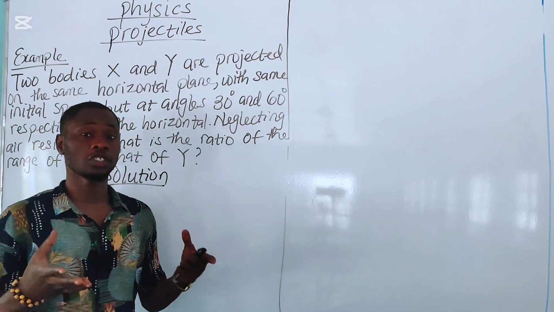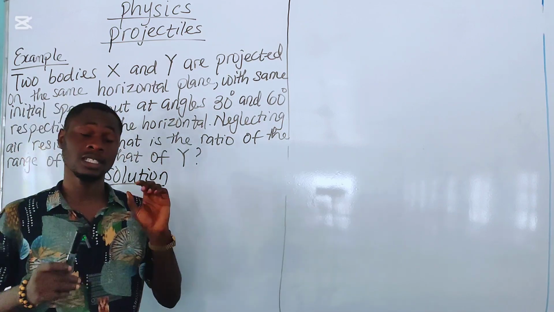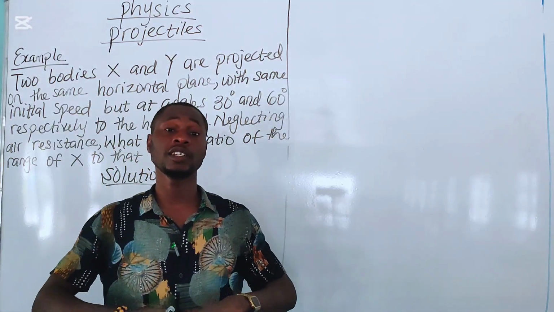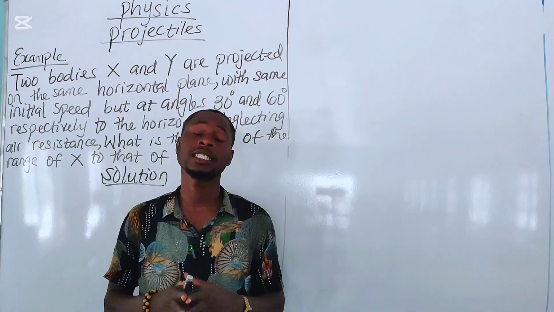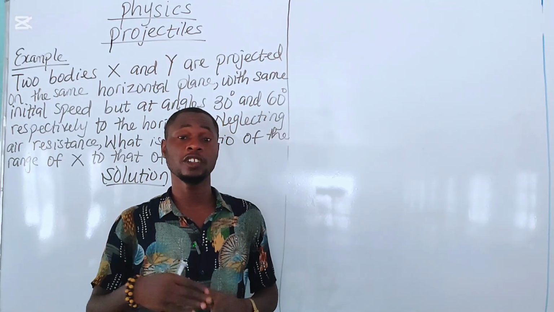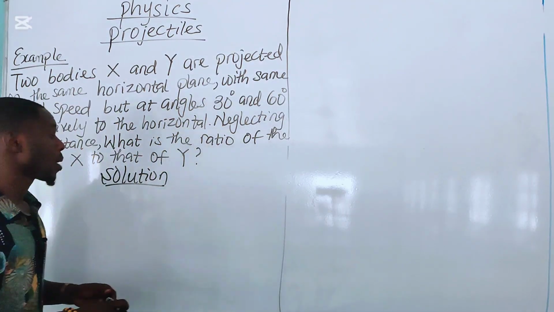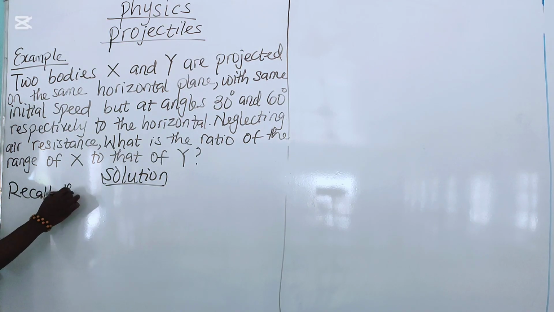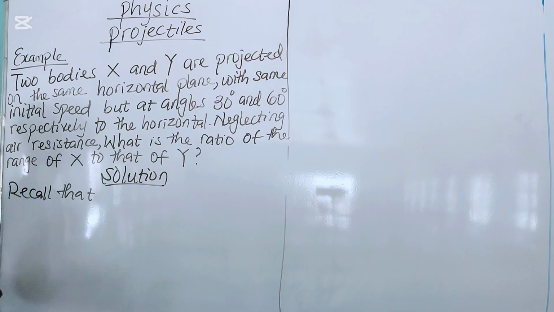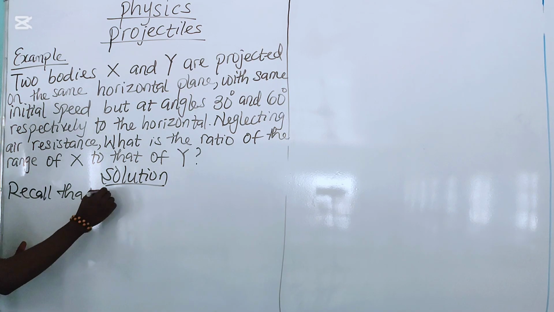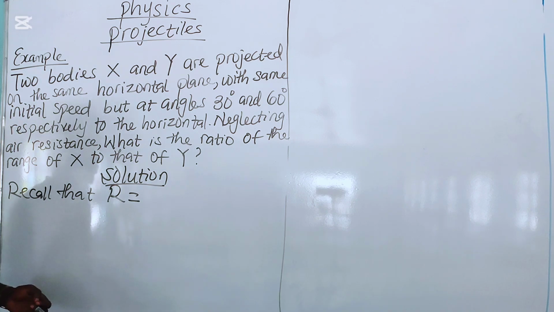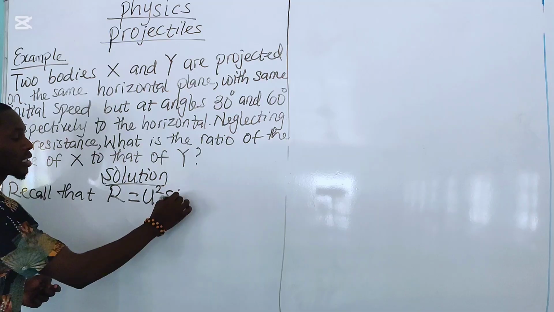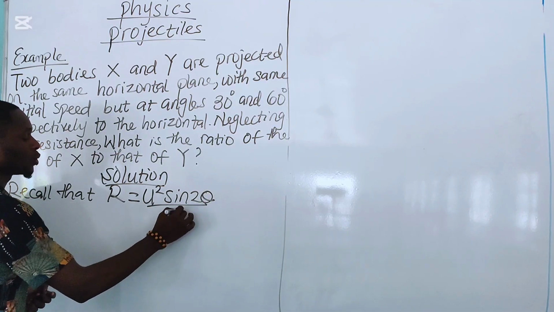So how do we find that ratio? For us to find the ratio, we need to find, first of all, the range of X, and also find the range of Y. Then we divide them. That gives us the ratio of the range of X to that of Y. Okay, so since we're asked to find the ratio of range, we need to recall our equation for range. And remember that the equation of the range of a projectile is equal to U squared sine 2 theta over G.